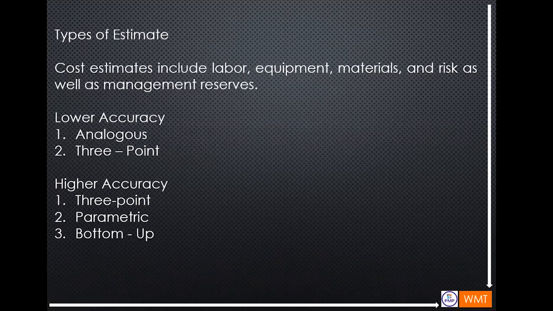So type of estimate. Cost estimates include labor, equipment, materials, and risk as well as management reserves. So analogous is considered lower accuracy, and higher accuracy is the 3-point, parametric, and bottom-up. The 3-point can be lower or higher accuracy because this will depend on the source of the data. As you remember, the 3-point uses the equation.